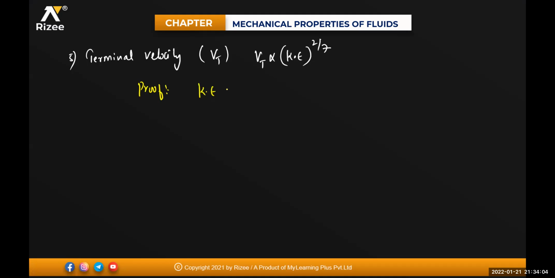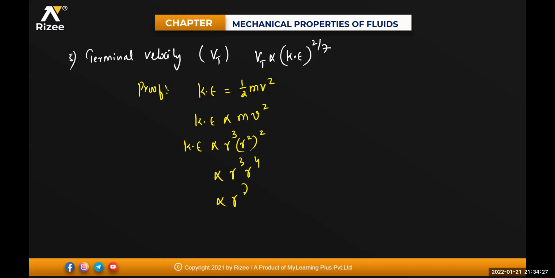Kinetic energy is equal to what, beta? Half into m into v square. That means kinetic energy is directly proportional to m into v square. Mass is directly proportional to r cube, and velocity is directly proportional to r square, so v square goes as r to the power of 4. That means it is proportional to r cube times r to the power of 4, which is r to the power of 7. So kinetic energy is directly proportional to r to the power of 7.